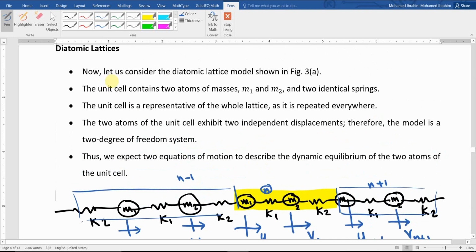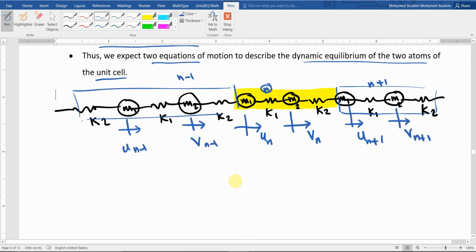So generally, a diatomic lattice model has two different masses in the general case and even two different springs. But even if these two masses are identical and these two springs are identical, we can choose a unit cell that is confined to two atoms, and in this case we're going to have the diatomic lattice. The unit cell is representative of the whole lattice, and it is repeated everywhere. As we mentioned, the two atoms of the unit cell exhibit two independent degrees of freedom. Therefore, the model is a two-degree-of-freedom system, and we are expecting two equations of motion that describe the dynamic equilibrium of the two atoms that belong to the same unit cell. And this is what we are going to do.